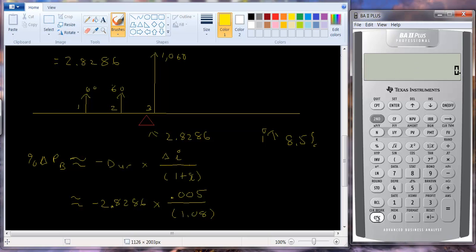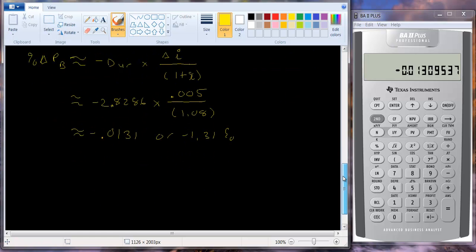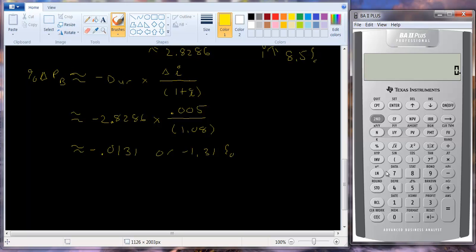So let's see what we get here. We get 0.005 divided by 1.08 times 2.8286, make that a negative. Okay, we would expect our bond's price to change by approximately 0.0131, or minus 1.31%. You would expect the bond's price to go down by 1.31%. Let's actually check. That's an approximation. Let's see what we actually get here. Let's figure out what the bond's price would be at 8.5%, and then we'll figure out the percentage change.